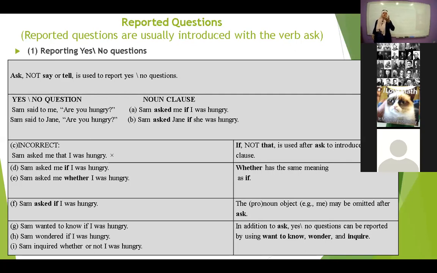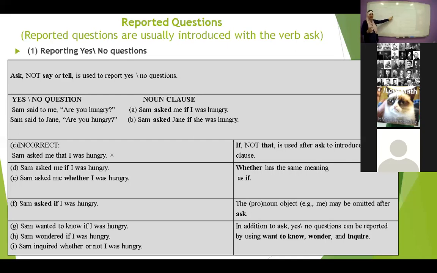Yeah, so if you don't want to use if, you can use whether. You can use whether instead of if. So it's correct if you say, Sam asked me whether I was hungry or angry. If or whether, okay? We'll move through this step by step, okay? I like it when we move and work together step by step. It's not complicated if you take it in the correct order. Sam asked me if I was hungry.